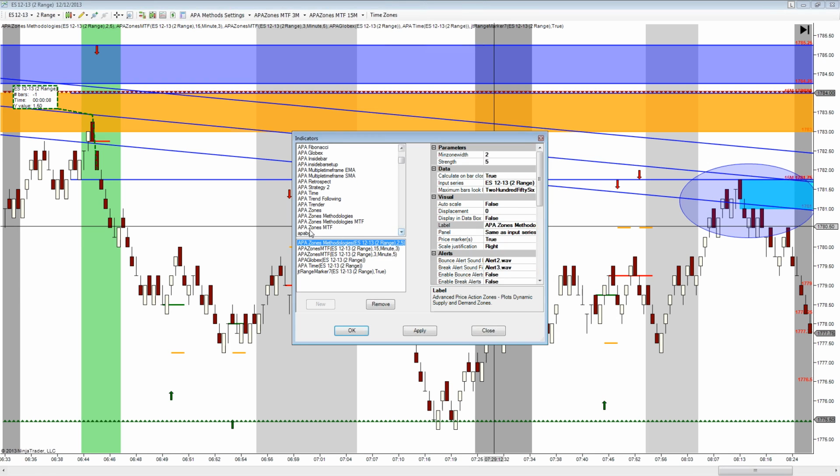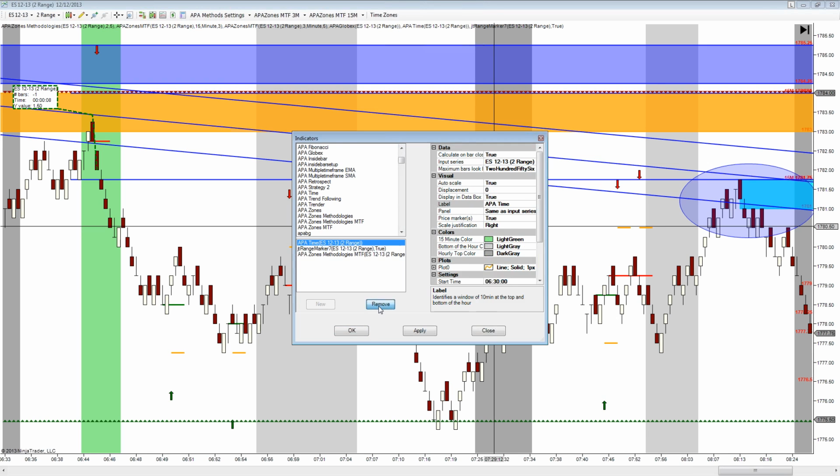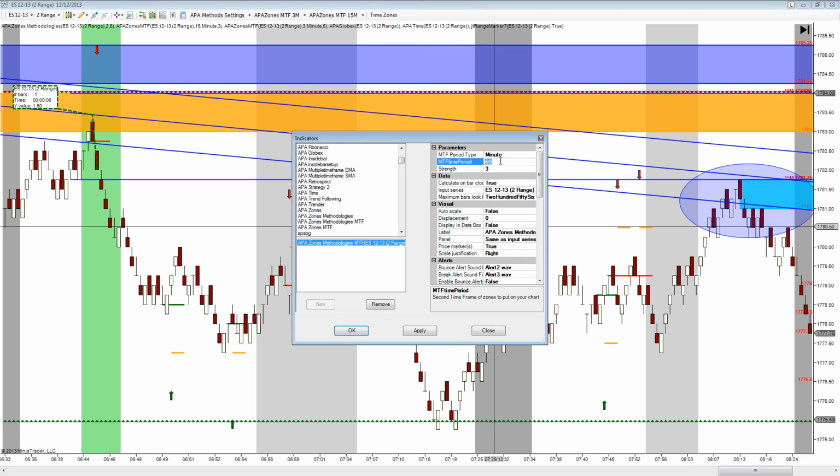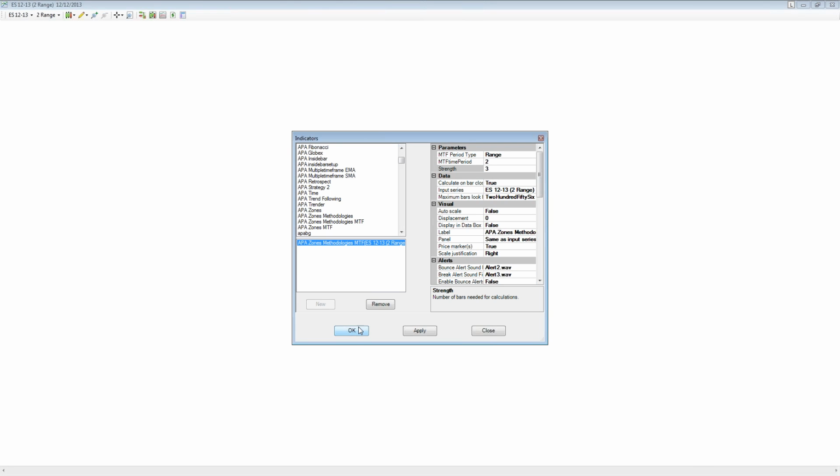I'm going to be working on a strategy as well. And I'm just going to take off everything except for the APA methodologies. And we're going to plot it from what range bar we are looking at right now, just so that you guys can follow along with me. And I'm going to put the strength to pretty quick, just because let's say we're in one of those microtrends and I just want to get in.